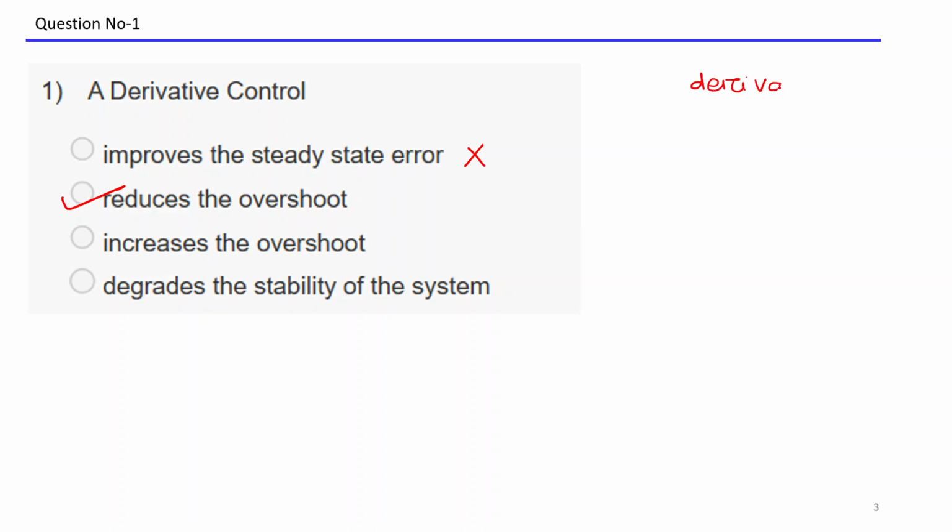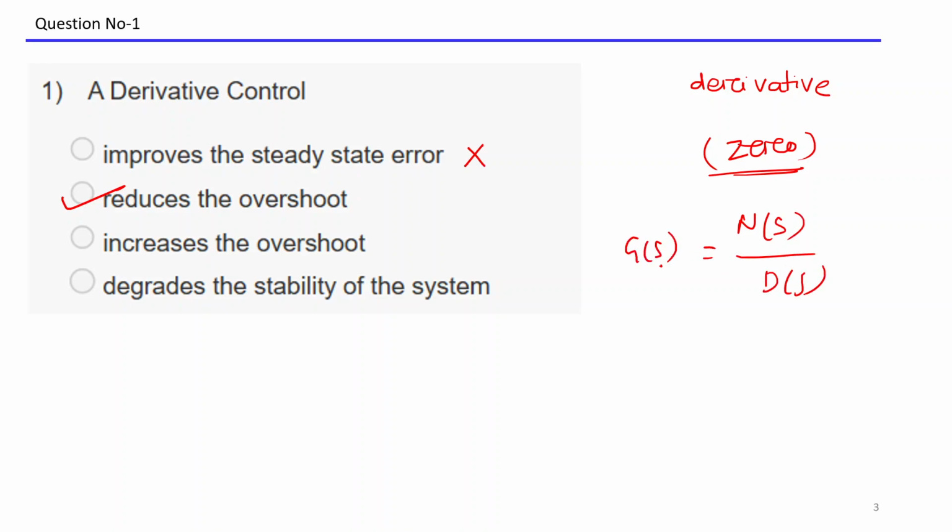What does derivative mean? Derivative means you are adding a pole into the system. That can be a pole at the origin. Okay, sorry, you are adding a zero. That zero in the system can be at the origin. Let's say I'm writing numerator by denominator, some transfer function G of s.